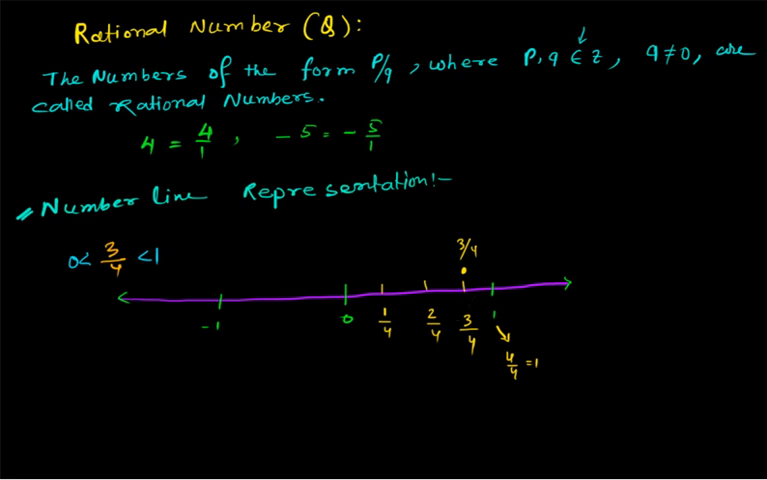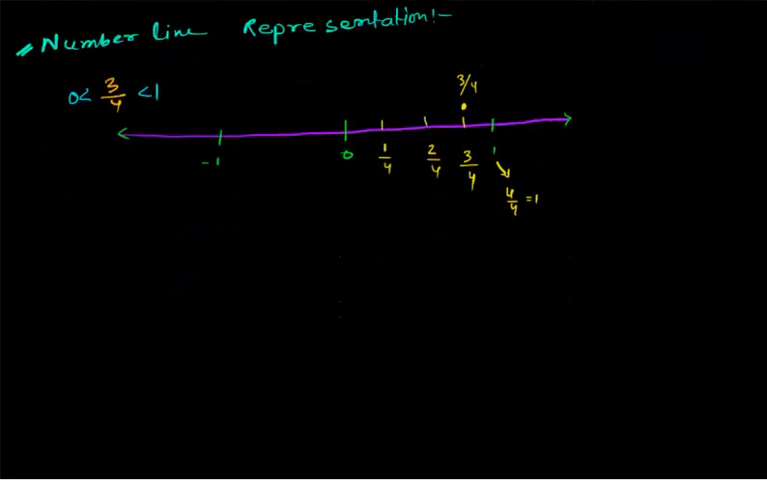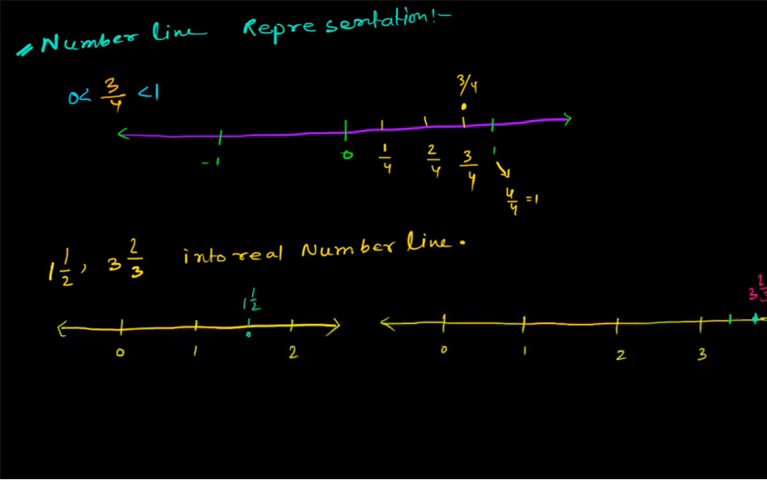So that's easy. So you guys try to represent the numbers 1 1 by 2 and 3 2 by 3 on a real number line. You just pause the video and try that. Hope you have done the number line representation. Here is your answer.